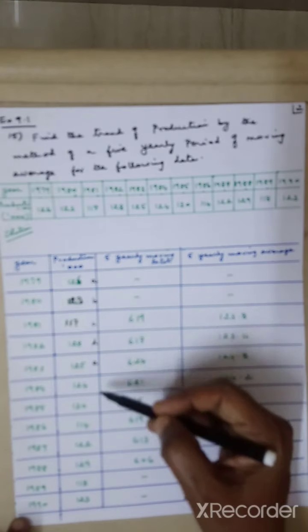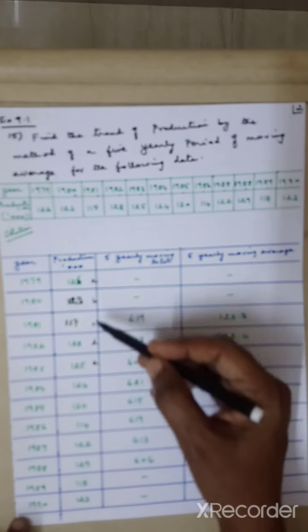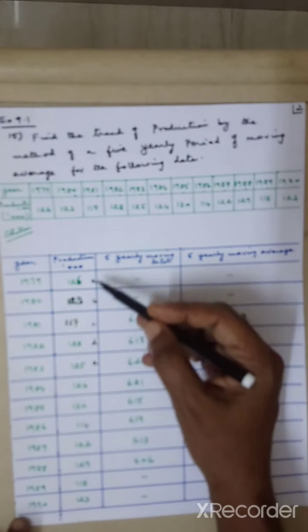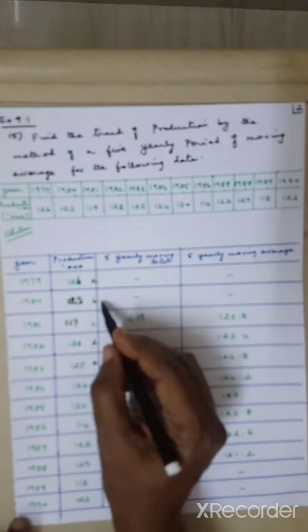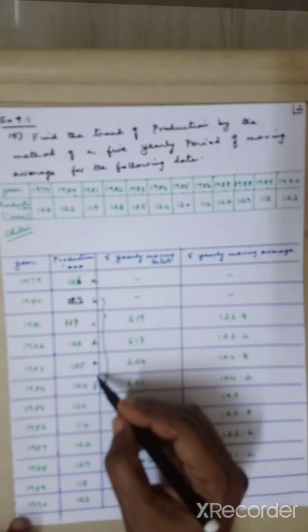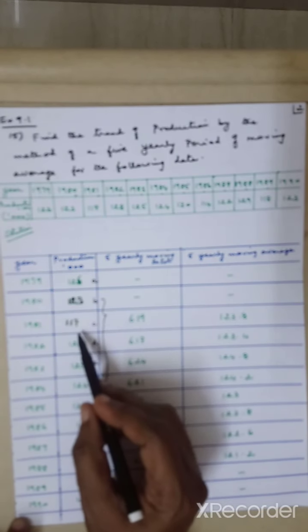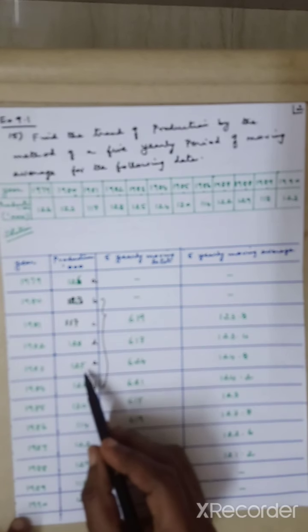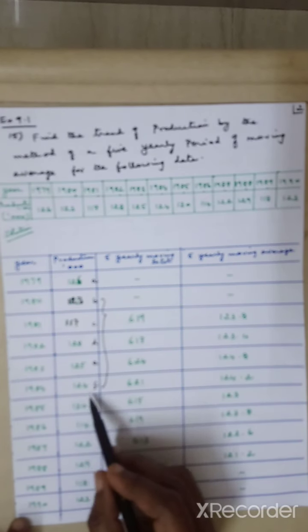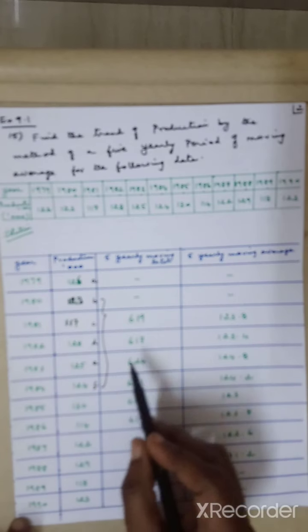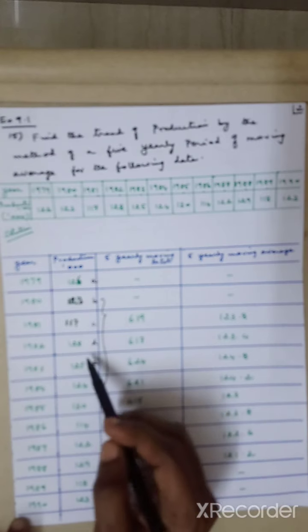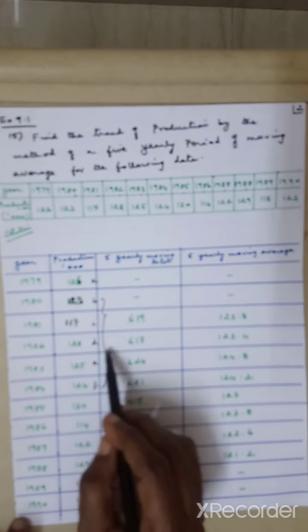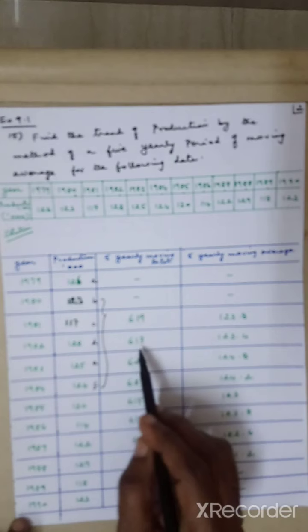Then we have to move down. It's a method of moving average. So leave away A. Now take B, C, D, E and also F, and add. So 123 plus 117 plus 128 plus 125 plus 124, when you add, your total is 617. The middle for B, C, D, E, F will be the D item. So against the D item, that is against the 1982 year, we put the total which is 617.